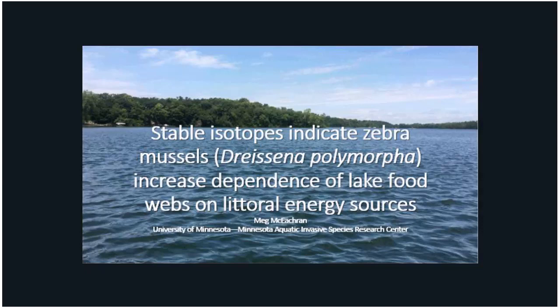I was just one of many undergrads to be lucky enough to work on this project. There were several others in my lab. And I also like to give a shout out to my advisor, Dr. Kyle Zimmer at the University of St. Thomas, and Brian Herwig, who is our DNR collaborator, without whom this would have been impossible.